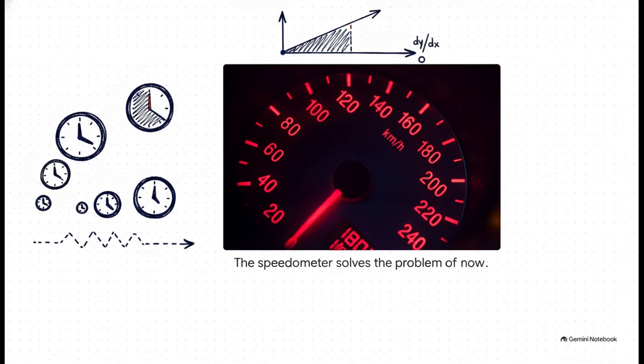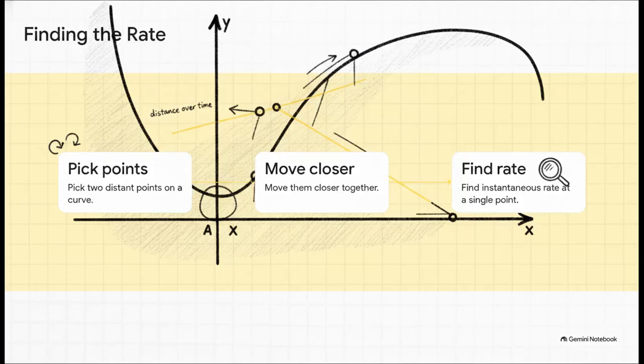Now, the speedometer on your dashboard actually solves this exact problem of now. It doesn't care about your whole trip. Instead, it keeps shrinking the time interval it's measuring, making it smaller and smaller until it approaches the very meaning of now. And this specific problem, trying to capture the instantaneous rate of change, is the gateway that leads us directly into derivatives.